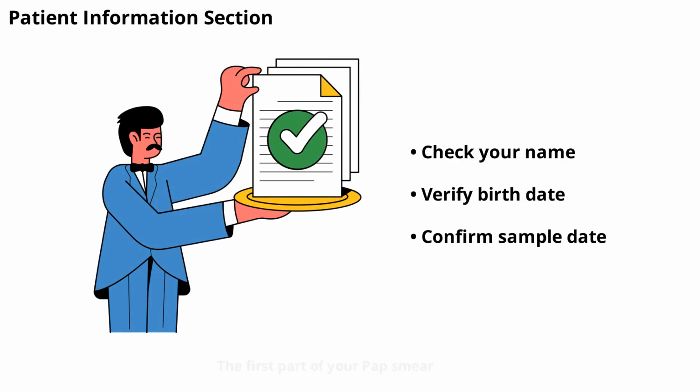The first part of your pap smear lab report usually contains your personal details. This includes your name, date of birth, medical record number, and the date the sample was collected. It's important to check this section to make sure the report is indeed yours. Mistakes are rare, but it's always good practice to verify your information before reading further.